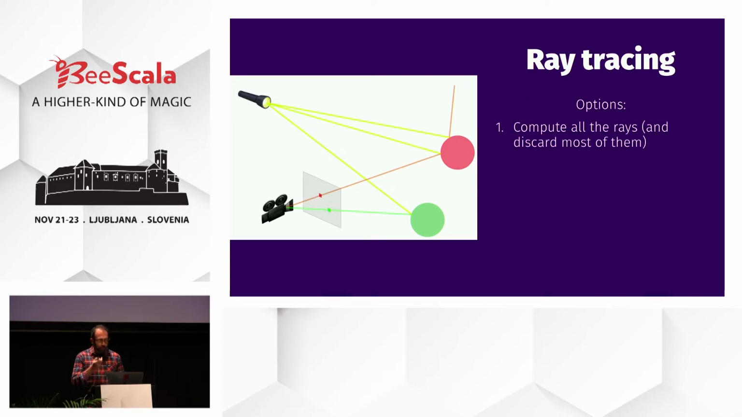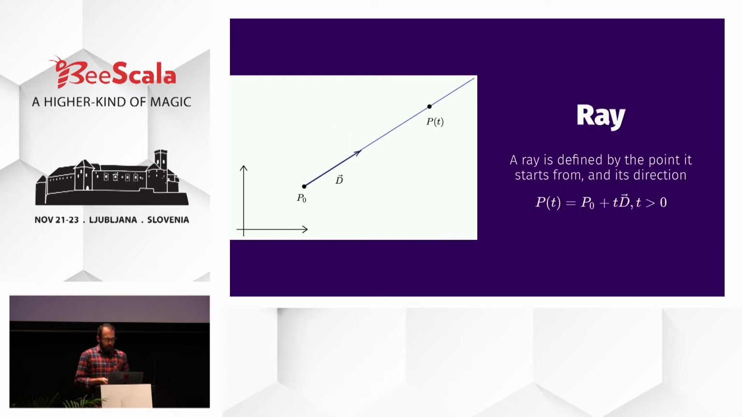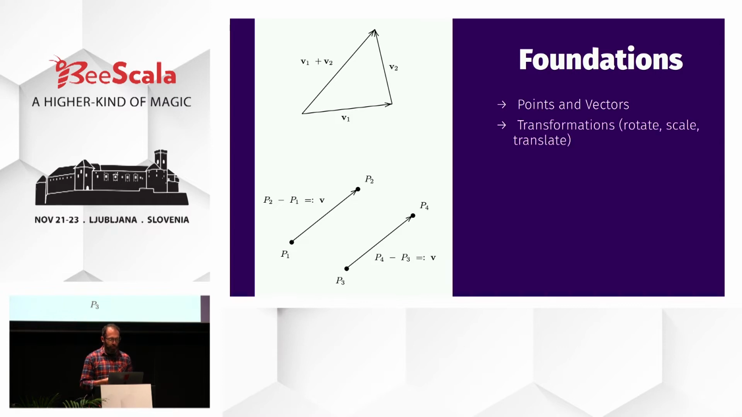So there are two options here. One is to compute all the possible rays in the world, and then consider only the ones that are in the little fraction of the canvas in front of us. Another one is to have the rays going out of the camera through the canvas, and then if they hit an object, go backwards and ask how that ray was generated in the first place. We will follow this second approach. So, foundations. A ray is just a set of points with an origin and a direction. The first thing is to define points and vectors, and a way to transform points and vectors: translate, scale, and rotate.